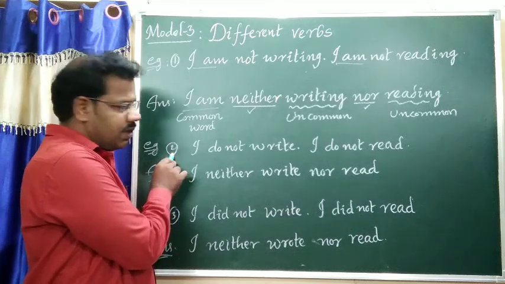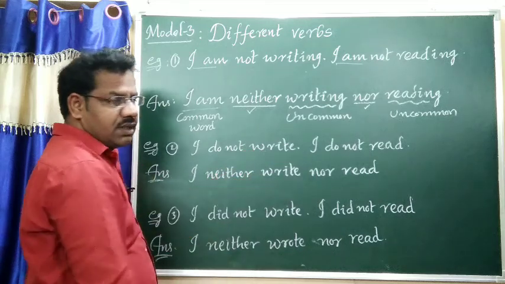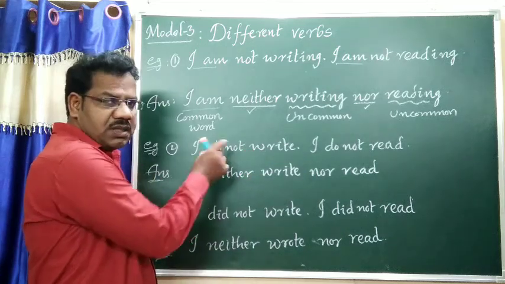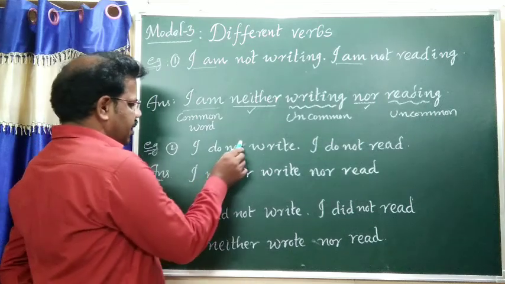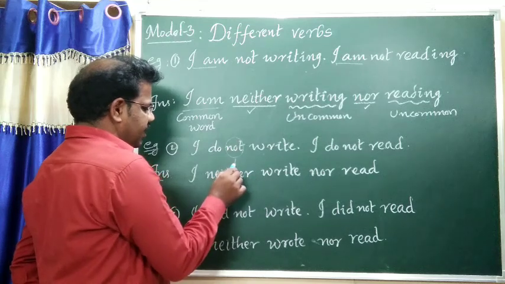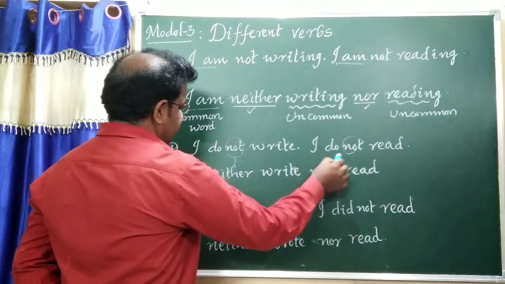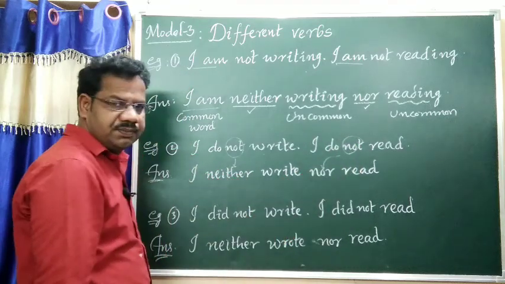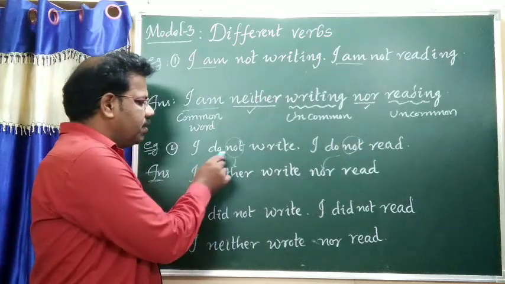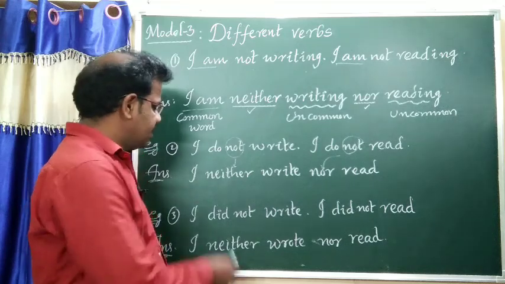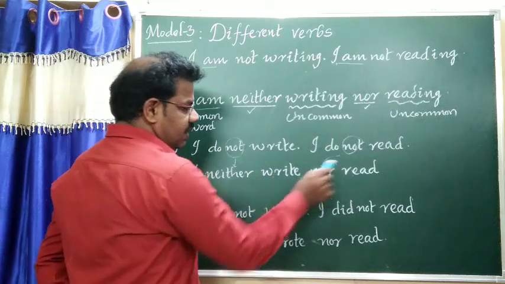Now, the second example, based on simple present tense. I do not write, I do not read. We are using do not in simple present tense. Then, in the place of not, we have written neither. In the other place, not is written as nor. Do not represents simple present tense. Then the answer is, I neither write nor read.